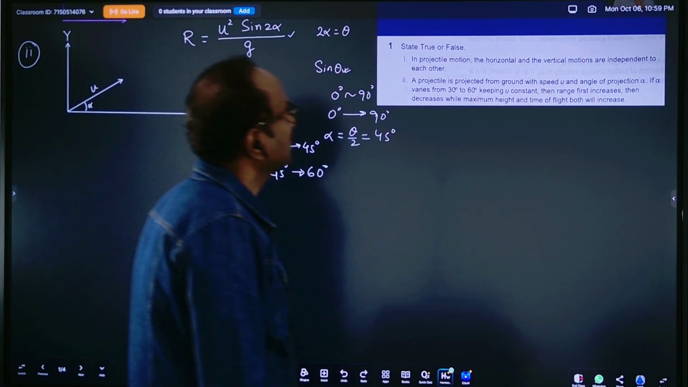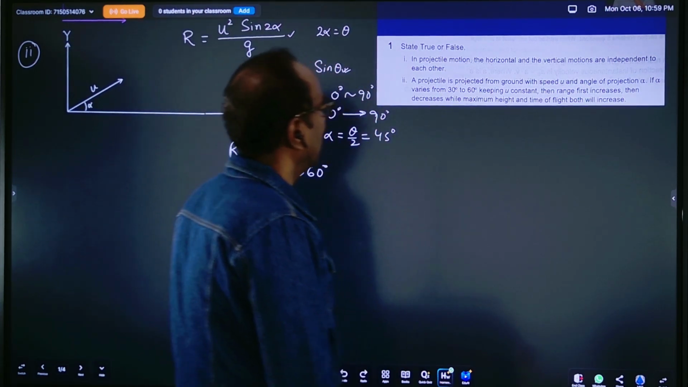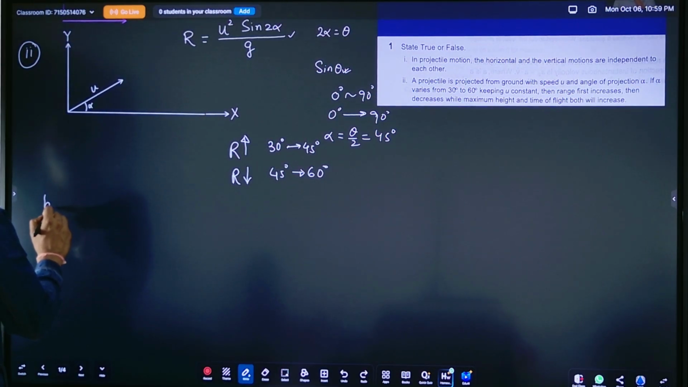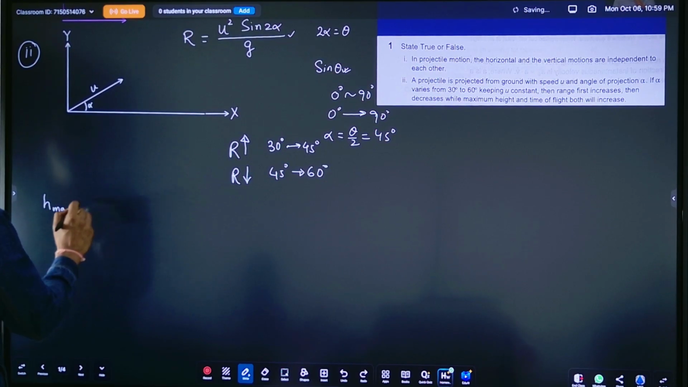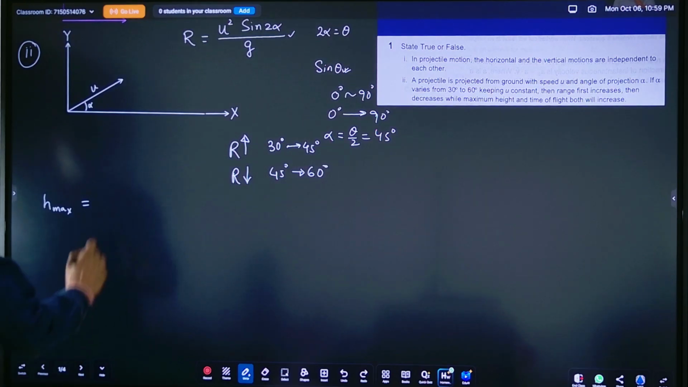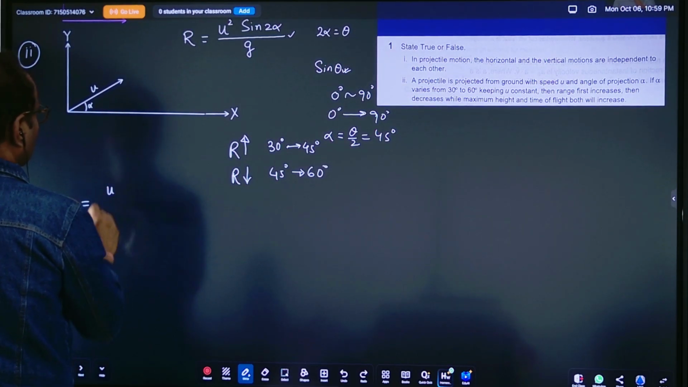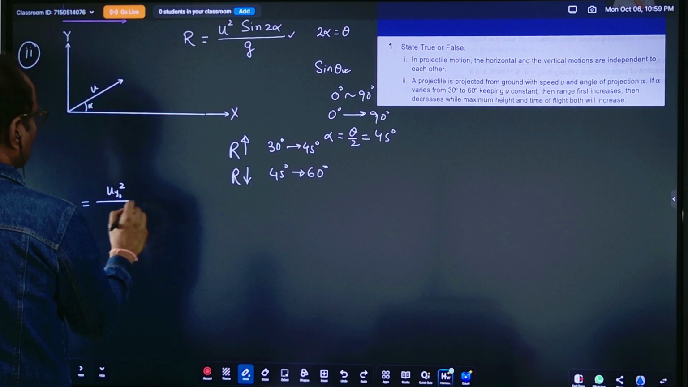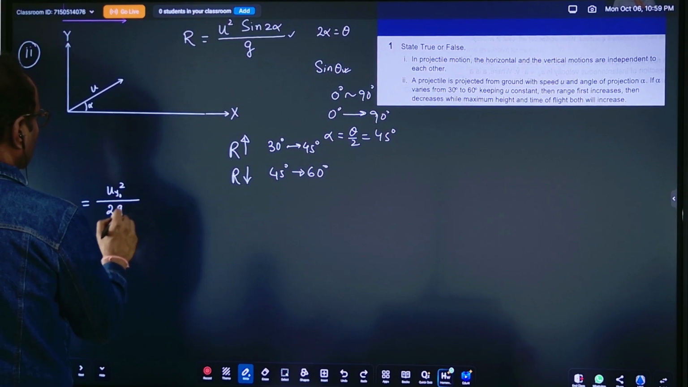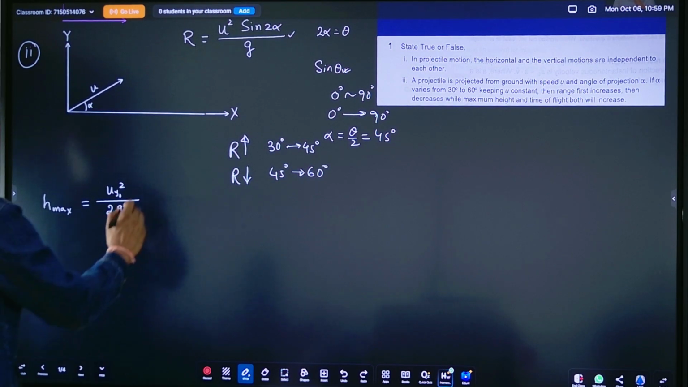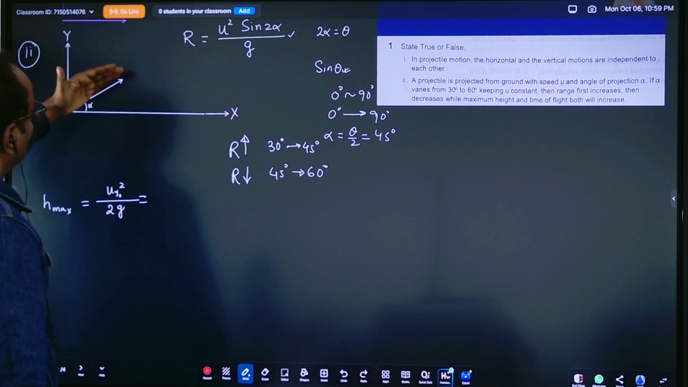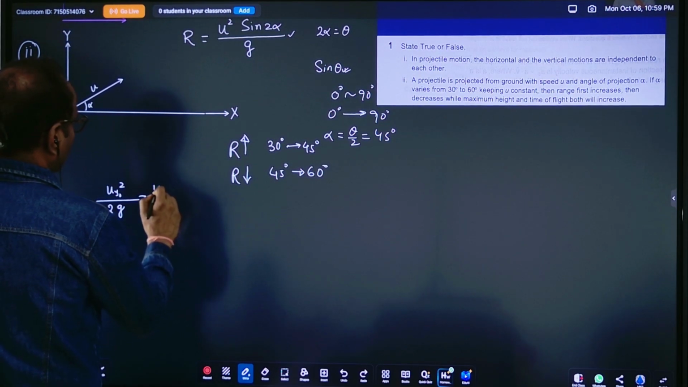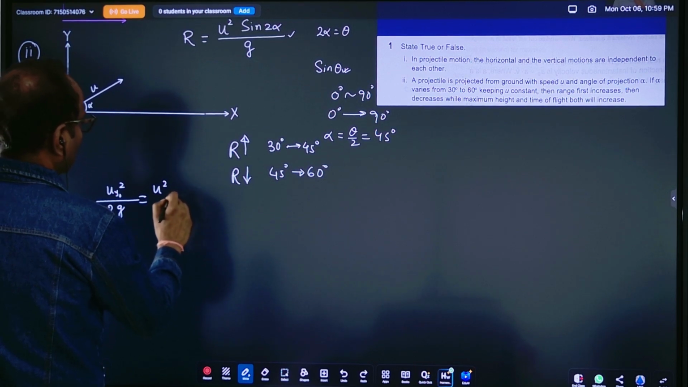Now the next one is maximum height. So you know the formula for maximum height in case of a projectile is uy naught squared divided by 2g, where uy naught is the component of initial velocity in the y direction, that is u sine alpha.